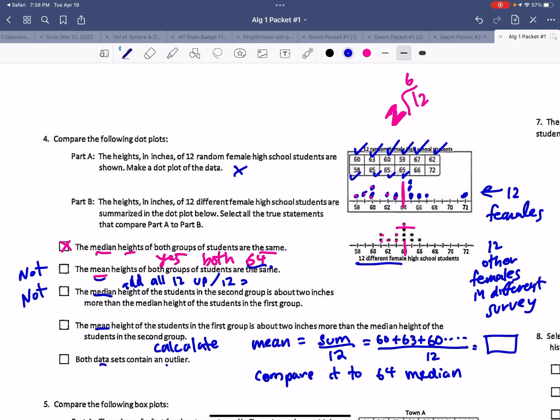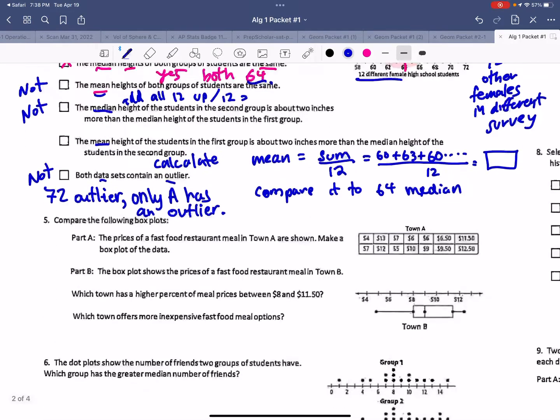Okay, both data sets contain an outlier. That looks false. No. 72 here is an outlier, so that's when a number is way out of whack. We notice this number is way off to the side. Here in these numbers, they're all clumped together. So 72 is an outlier. Only A has an outlier.